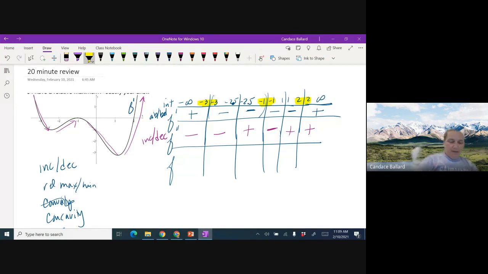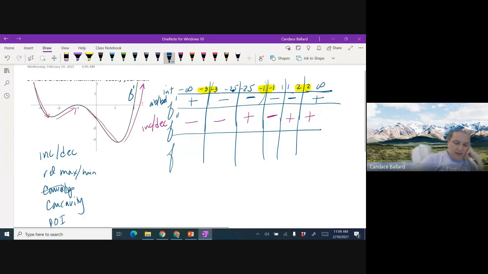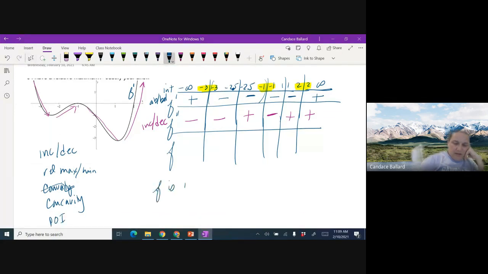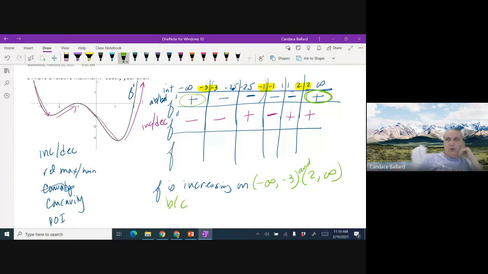Okay, so let's talk about increasing. F is increasing on my first interval that it's increasing would be this one right here, right? It's positive. So on -infinity to -3. The only other interval I'm increasing on is here. So and 2 to infinity. Because. So what do I write next? What comes after the because?